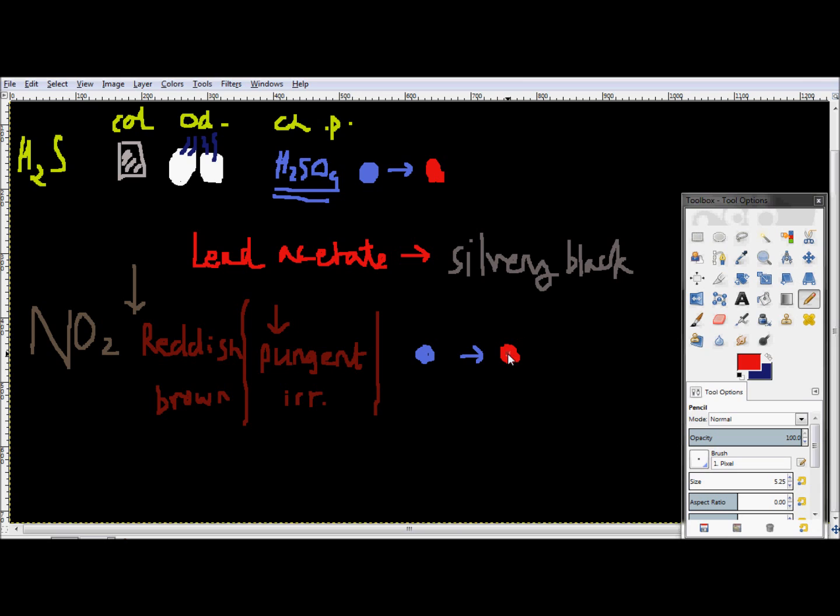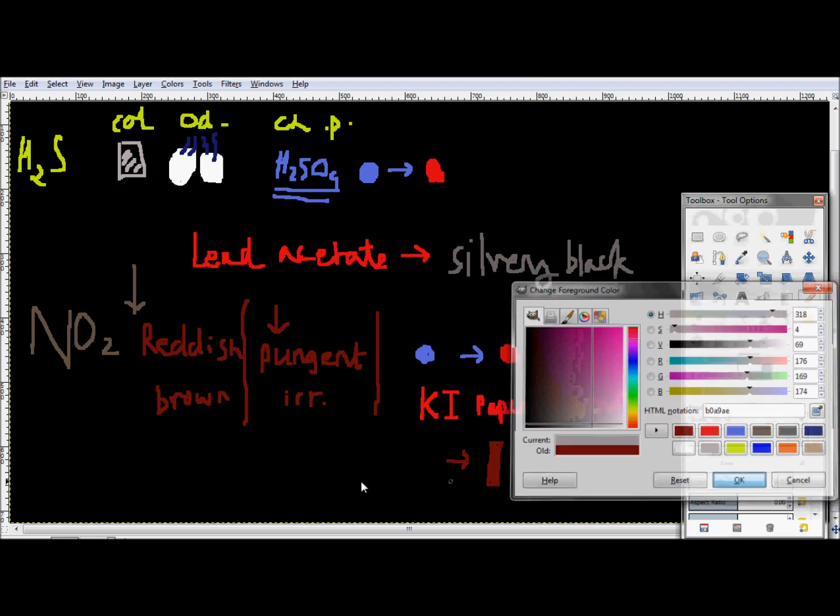And for NO2, the distinct property is this: it turns potassium iodide paper, which is KI paper, brown. So you can see that not only is it brown, but it also turns KI paper brown. So you could draw it something like this. It turns KI paper brown.